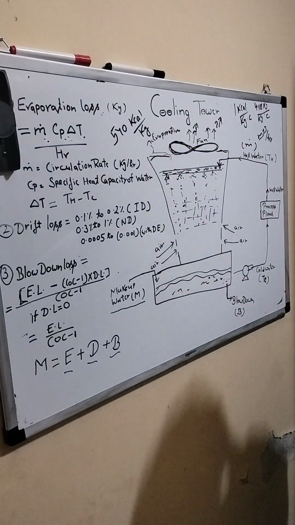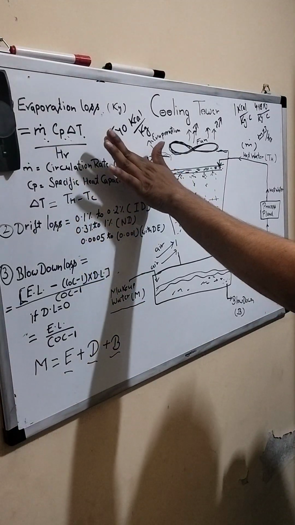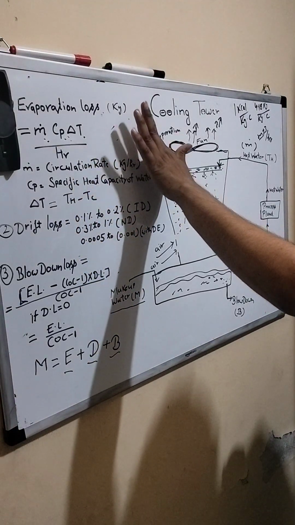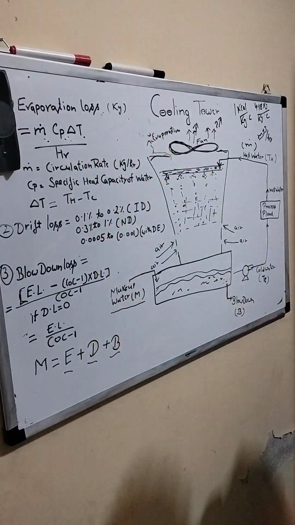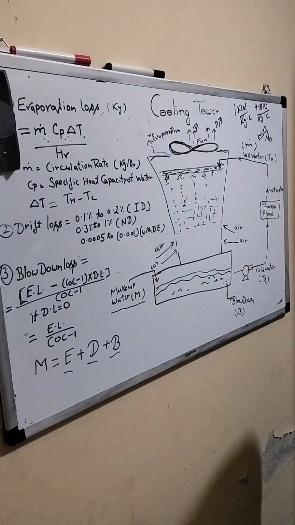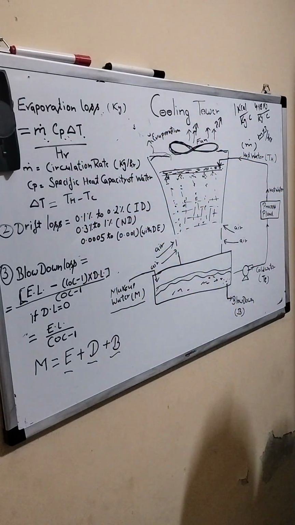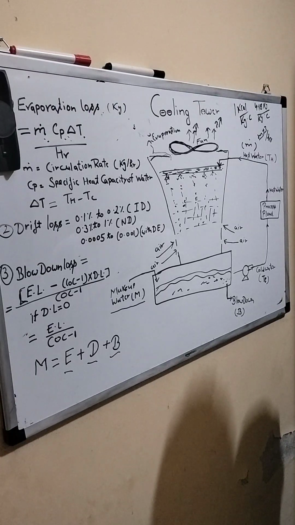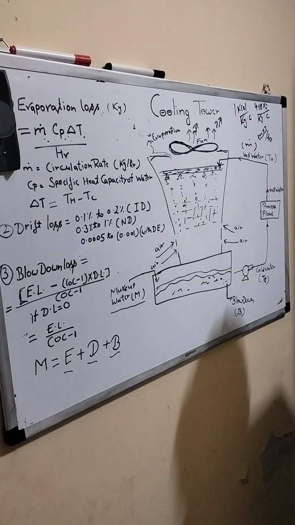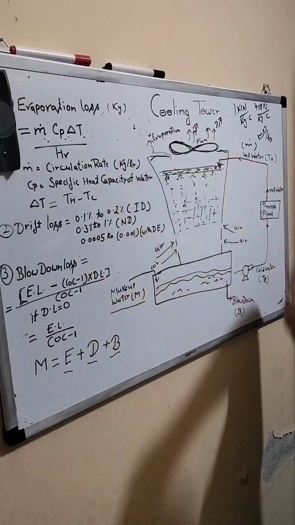This is the heat of vaporization of water. How much heat is required to convert water to vapor, that is the heat of vaporization. It is 540 kilocalorie per kg. So with this formula you can calculate evaporation loss.